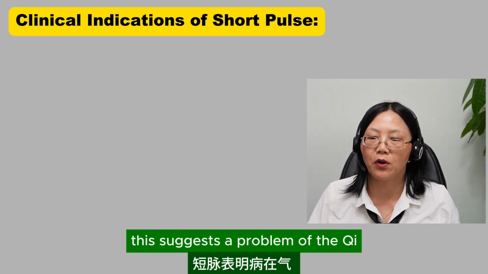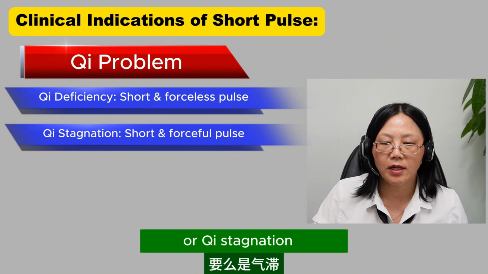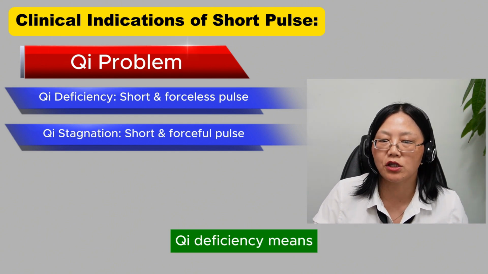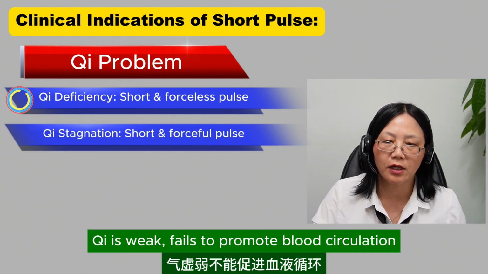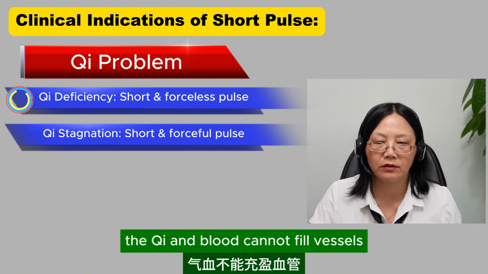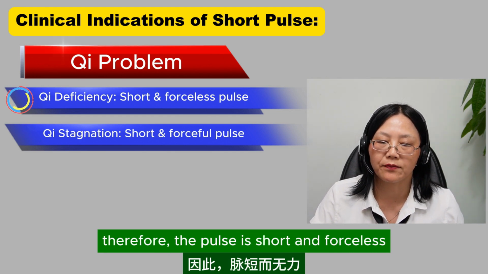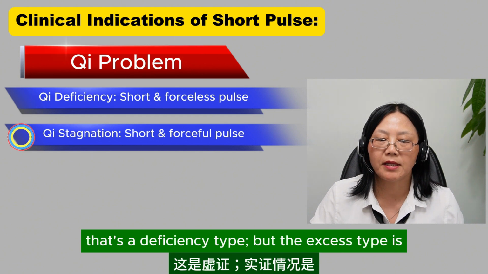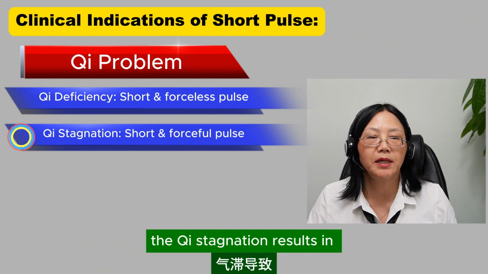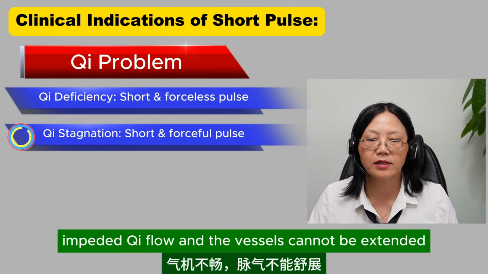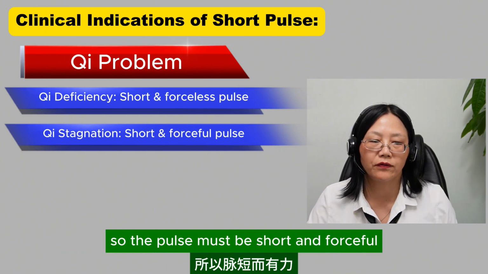This suggests a problem of Qi. It's either Qi deficiency or Qi stagnation. Qi deficiency means Qi is weak and fails to promote blood circulation. The Qi and the blood cannot fill the vessels. Therefore, the pulse is short and forceless. That's a deficiency type. But the excess type is Qi stagnation, which results in impeded Qi flow, and the vessels cannot be extended. So the pulse is short and forceful.